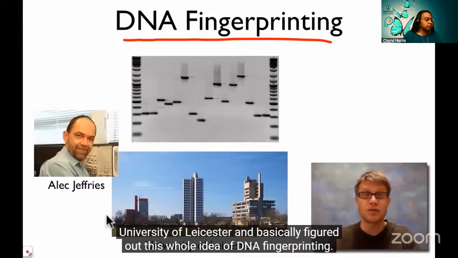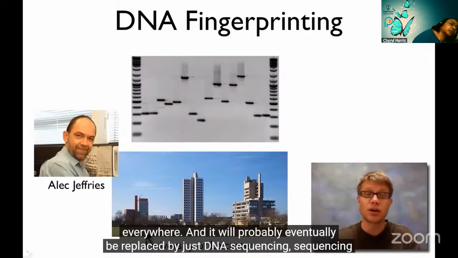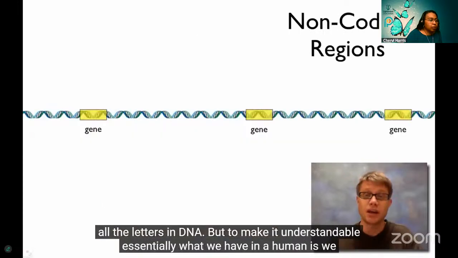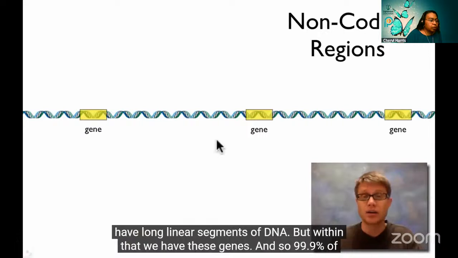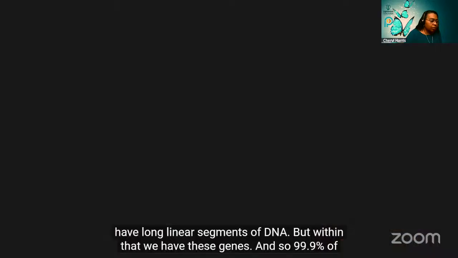And basically for the next 3 years, all DNA fingerprinting on the planet went through this university. And so eventually it was privatized, and this is everywhere. And it'll probably eventually be replaced by just DNA sequencing all the letters in DNA. But to make it understandable, essentially what we have in a human is we have long linear segments of DNA, but within that, uh-oh.